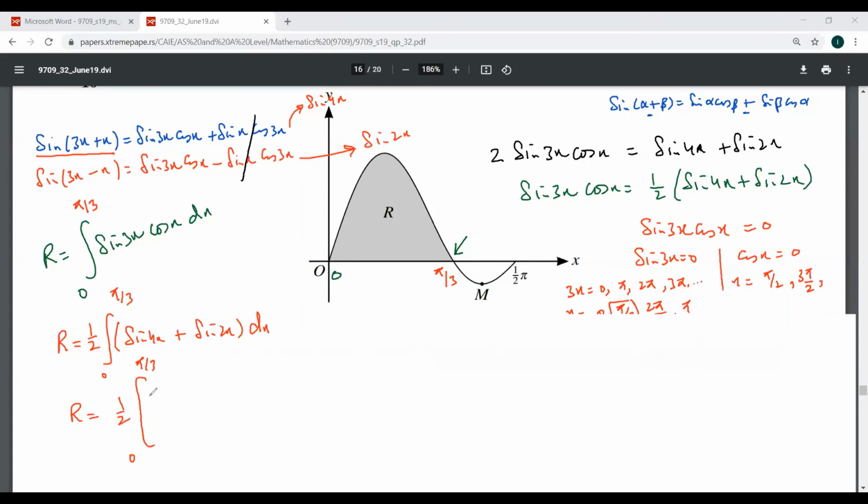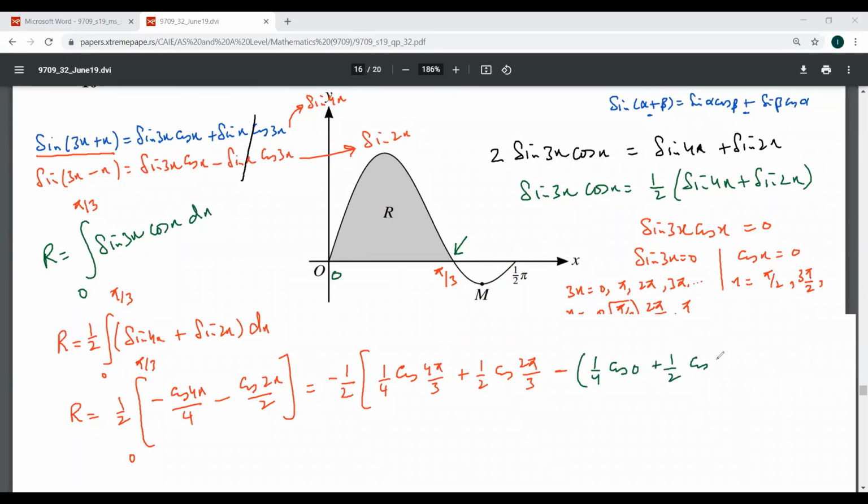What is the integral of sine 4x? Minus cos 4x over 4. And this is minus cos 2x over 2. So let me take this minus common out here. This is going to be minus 1 by 2 of, 1 over 4 cos 4 pi by 3 plus half cos 2 pi by 3, and then minus, when I put 0 here, 1 over 4 cos 0 plus 1 over 2 cos 0. Okay, this is minus half into cos 4 pi by 3, that is 240 degrees, in the third quadrant.